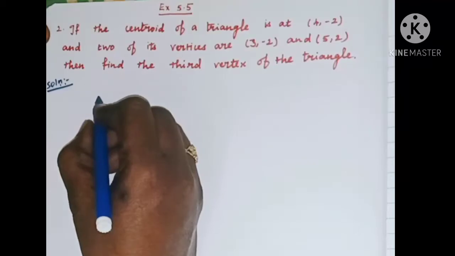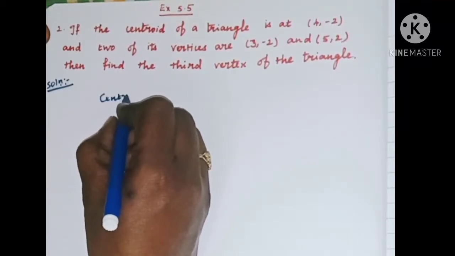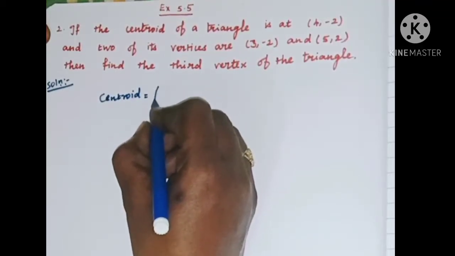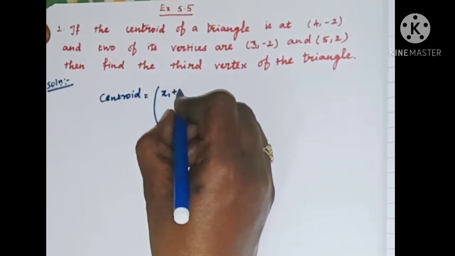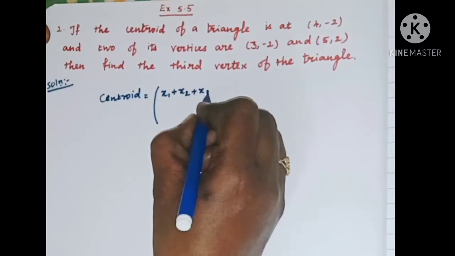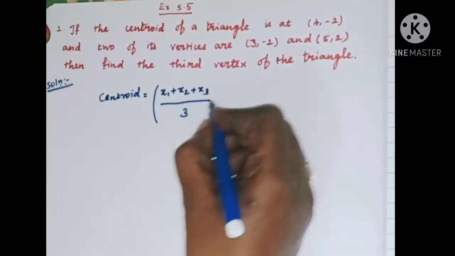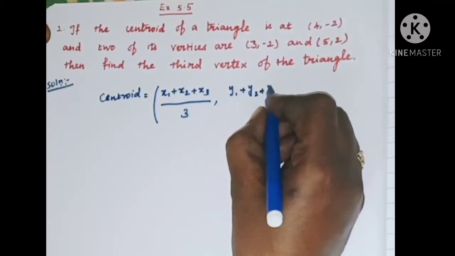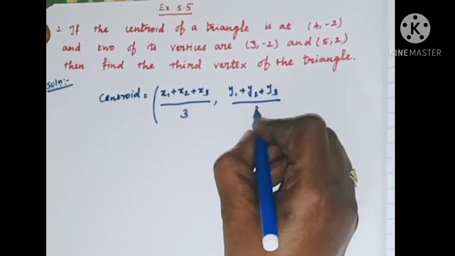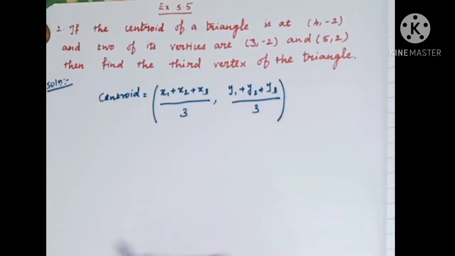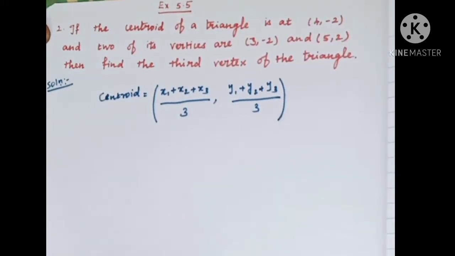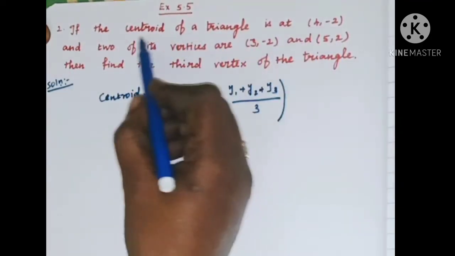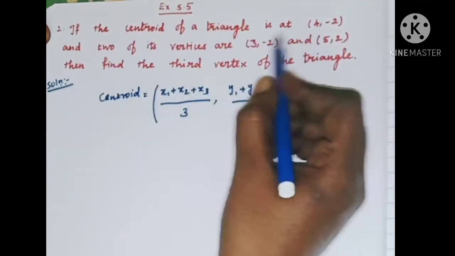Solution. What is the formula to find the centroid? Centroid is equal to (x1 plus x2 plus x3 divided by 3, y1 plus y2 plus y3 divided by 3). This is the formula for the centroid. Here in the problem, they are given the centroid of a triangle.